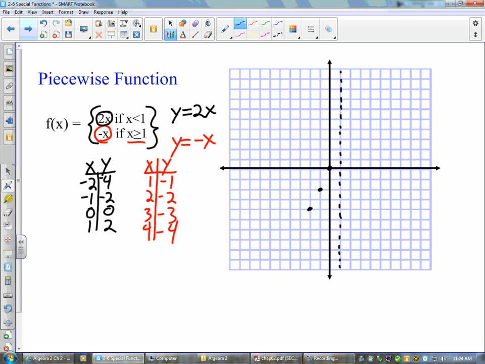Now remember, x has to be less than, not equal to, less than 1. So we're going to put, but all the way right on up to it. So we're going to put an open circle up at 1. So 1, 2. We're going to put an open circle at that spot. And then I can draw my line.